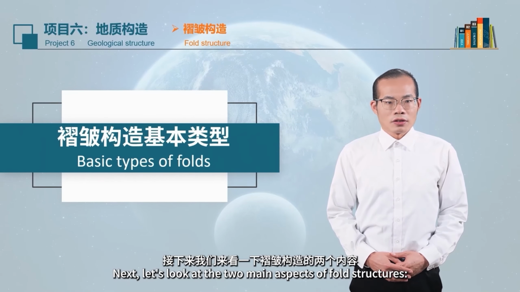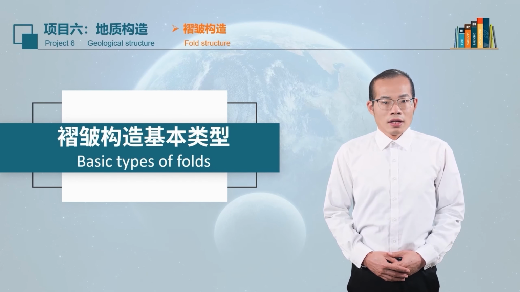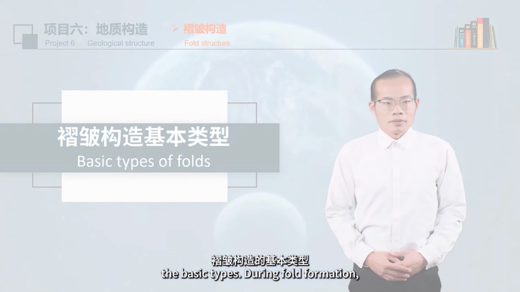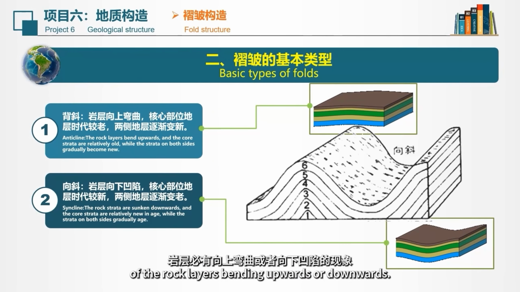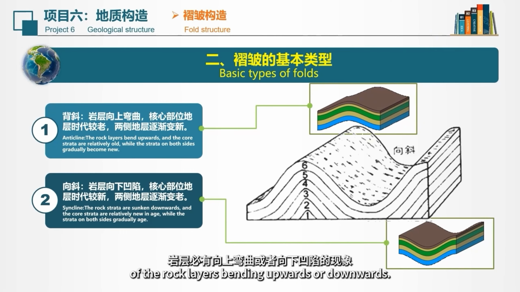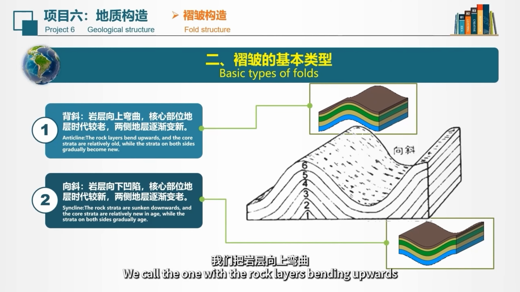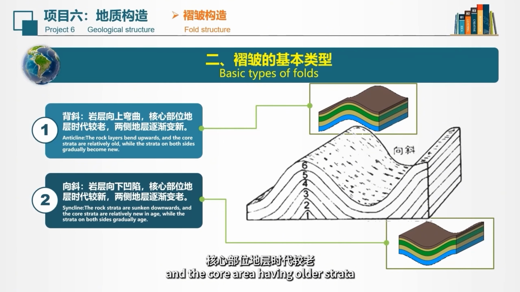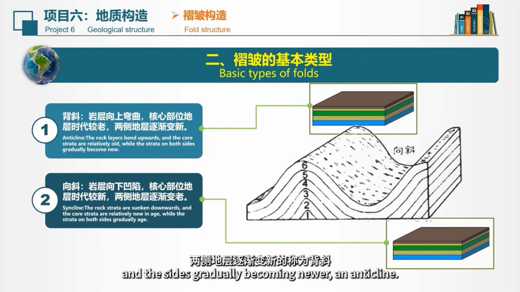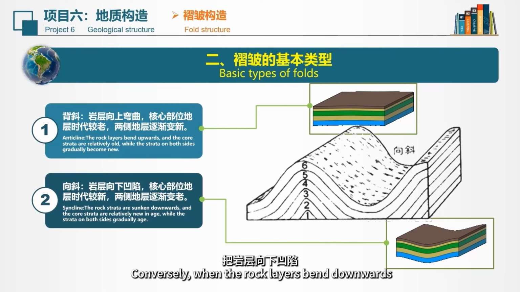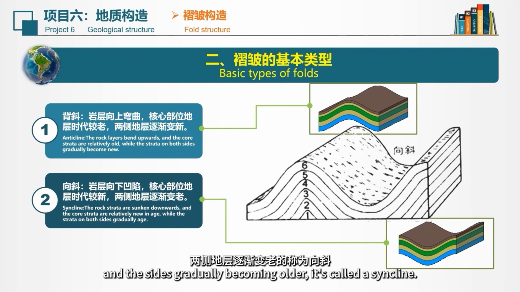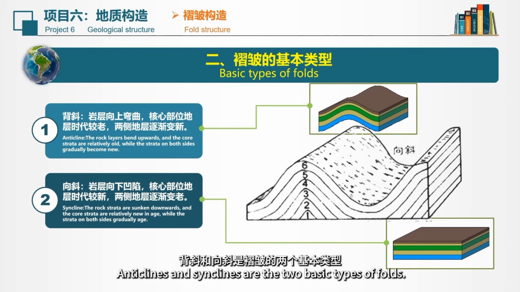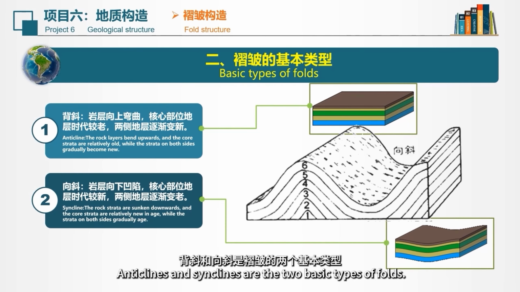Next, let's look at the basic types of fold structures. During fold formation, there must be a phenomenon of the rock layers bending upwards or downwards. We call the one with the rock layers bending upwards, and the core area having older strata, and the sides gradually becoming newer, an anticline. Conversely, when the rock layers bend downwards, with the core area having younger strata, and the sides gradually becoming older, it's called a syncline. Anticlines and synclines are the two basic types of folds.